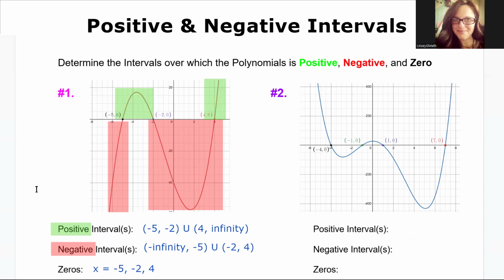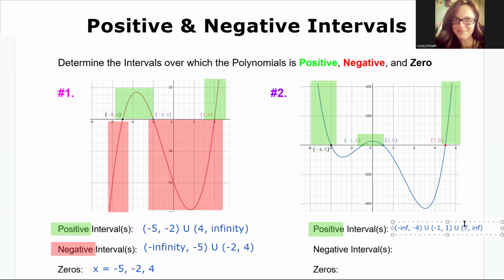Number 2, taking a look at the positive intervals. The graph is above the x-axis, positive y values, from negative infinity to negative 4, in between negative 1 and positive 1, and above the x-axis from 7 to positive infinity. All right, let's write down those intervals. Positive above the x-axis: negative infinity to negative 4, union, negative 1 to positive 1, union, 7 to positive infinity.